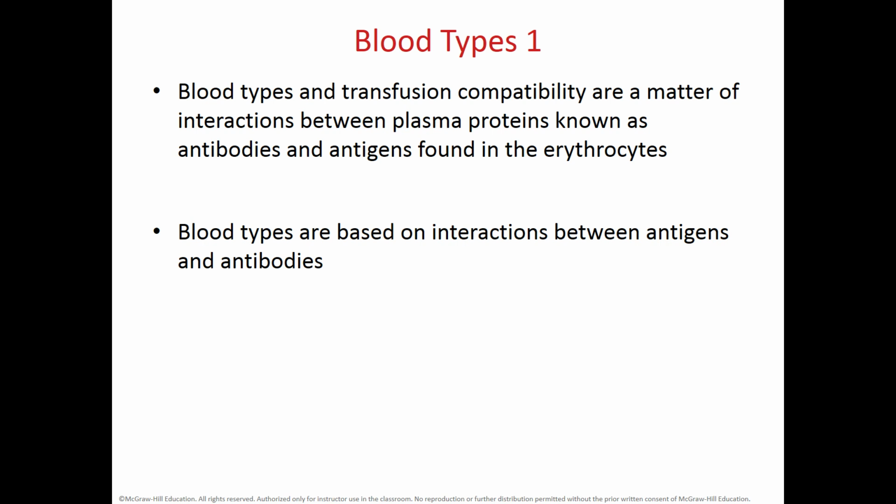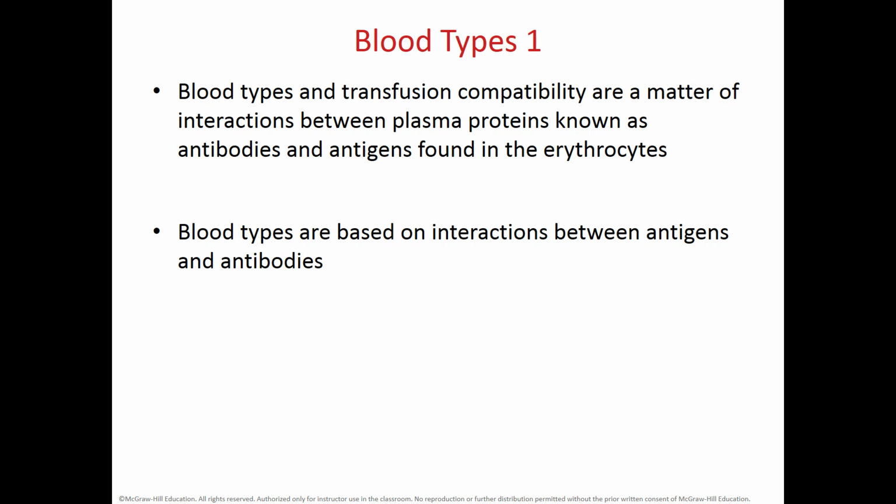Okay, so the red blood cells have different proteins in their surface, in the plasma membrane. And these different proteins help to classify the erythrocytes or the blood into different types. So blood types and transfusion compatibility are a matter of the interaction between plasma proteins known as antibodies and the antigens found in the erythrocytes. So blood types are based on interactions between antigens and antibodies.